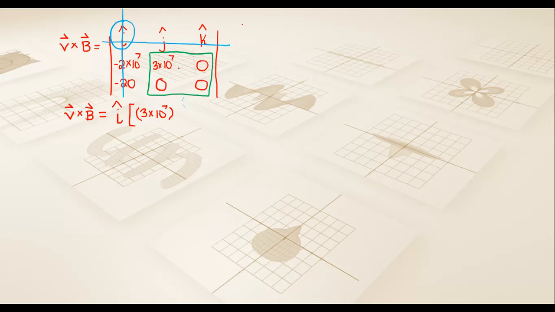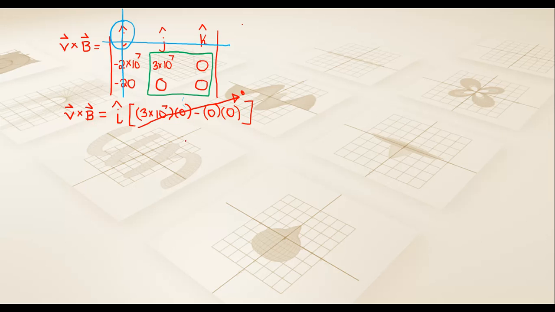So this would be 3 times 10 to the 7 times 0. And then we subtract, we go the other way across. So that would be 0 times 0. Well, guess what? This is all equal to 0. So this entire thing is just going to turn into 0. Okay? So actually, there's going to be no x component of this vector cross product.